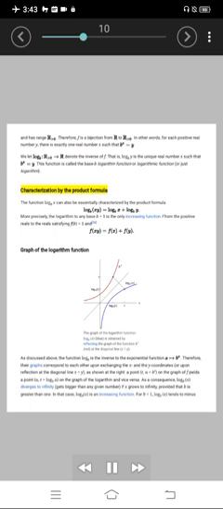Characterization by the product formula. The function log_b x can also be essentially characterized by the product formula. More precisely, the logarithm to any base b greater than 1 is the only increasing function f from the positive reals to the reals satisfying f(b) = 1 and the product formula f(xy) = f(x) + f(y). Graph of the logarithm function.